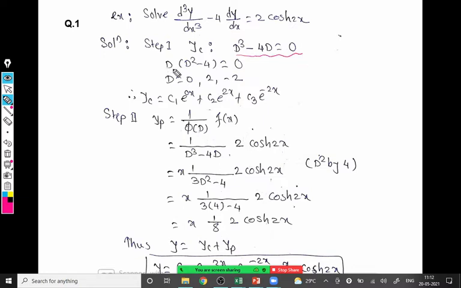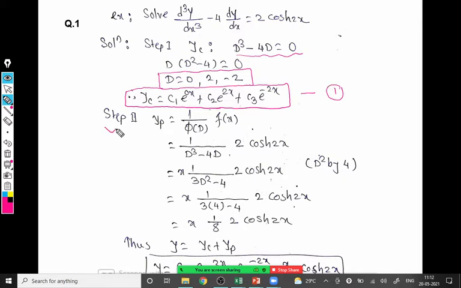So d cube minus 4d, that we have to solve. d is taken common. We get these factors: 0, 2, minus 2. These are the roots of that auxiliary equation, and depending on the roots, we have this as the CF, the complementary function. So that is step number 1. We got a CF there.